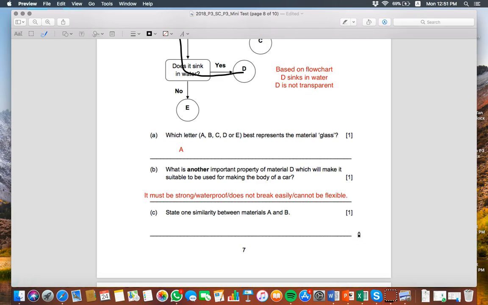Okay, please check. If there are any mistakes in the marking, can you just circle the question number and let me know when I come back to school? I repeat, if there's any mistake in the marking, just circle the question number. And when I return to school, please check with Mrs Chua. Understand or not? Okay, now state one similarity between materials A and B.